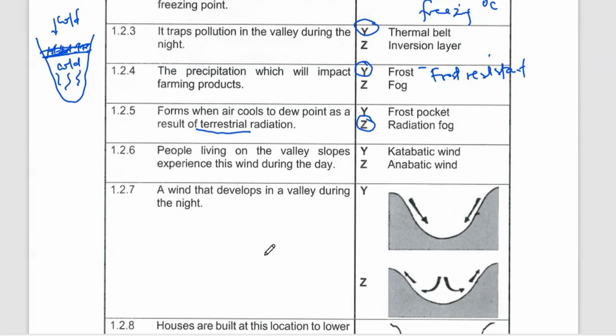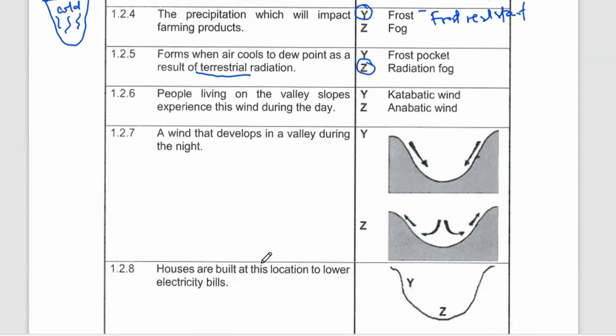Right. Moving on, number 126, people living on the valley slopes experience this wind during the day. We want to look at the situation of the valley climates. During the day, we have upslope winds, and those upslope winds in a valley, we call them the anabatic wind. And this is an upslope wind, and it's a day wind. This one is a downslope wind, which is typical of night conditions in the valley. So it's anabatic.